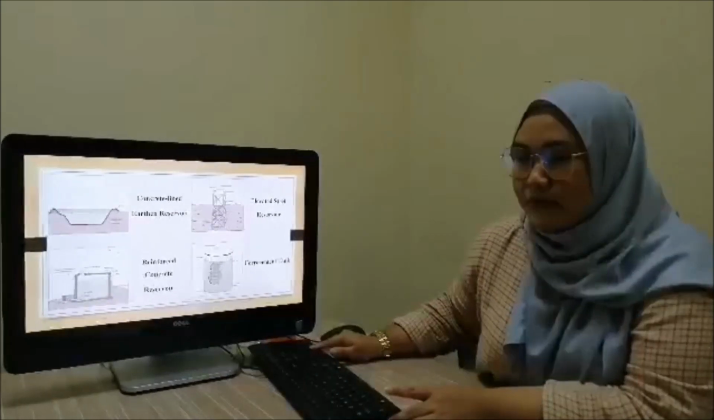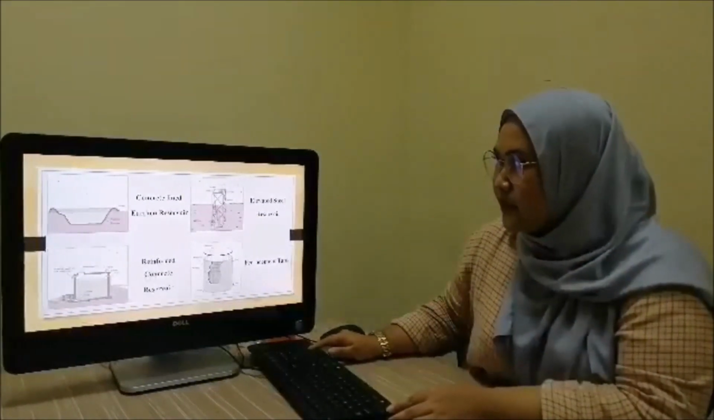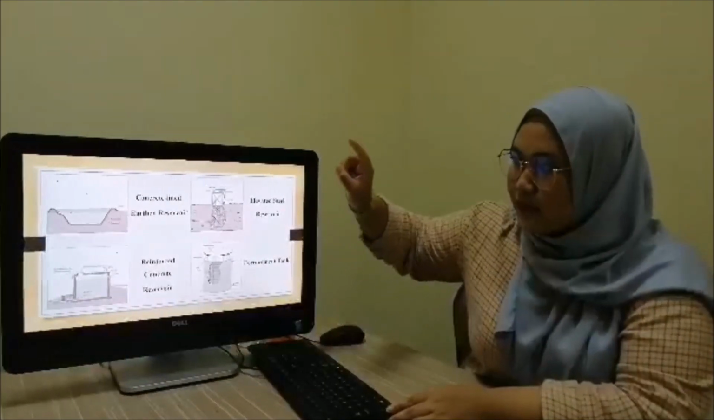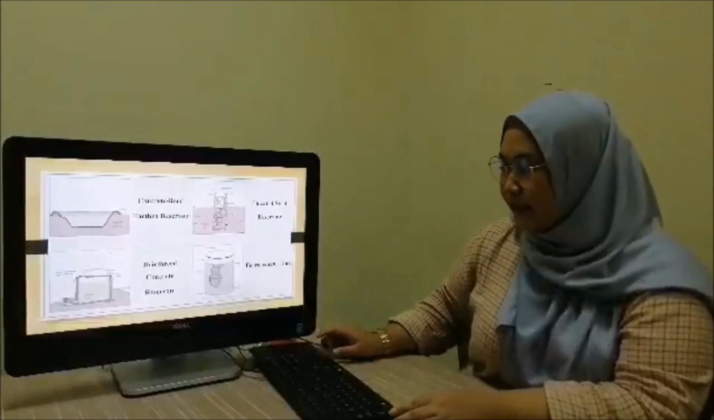Okay, this one is the process for concrete lined reservoir, elevated steel reservoir, reinforced concrete reservoir, and the last one, ferrocement tank.